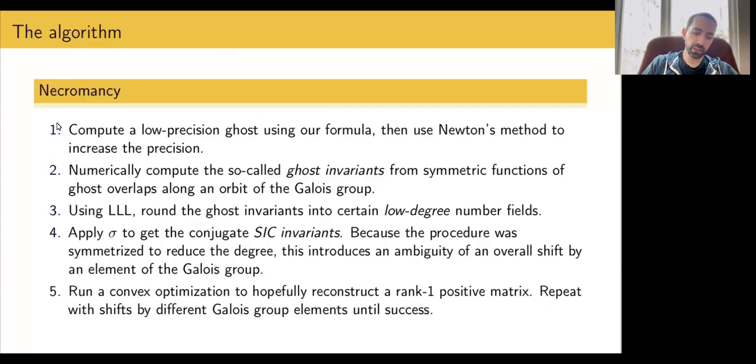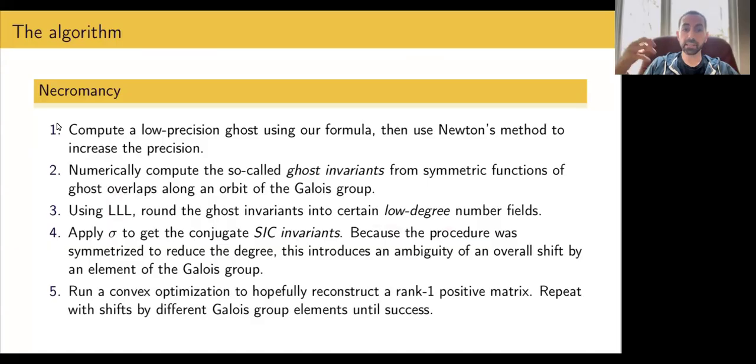Then we use the Lenstra–Lenstra–Lovász, LLL algorithm, 2 Lenstras, 1 Lovász, something like this. I'm sorry to them. I hope they're not watching this. They round the ghost invariants into certain low degree number fields. Once they're in an exact representation, we can take a conjugation and we get the corresponding SIC invariants.